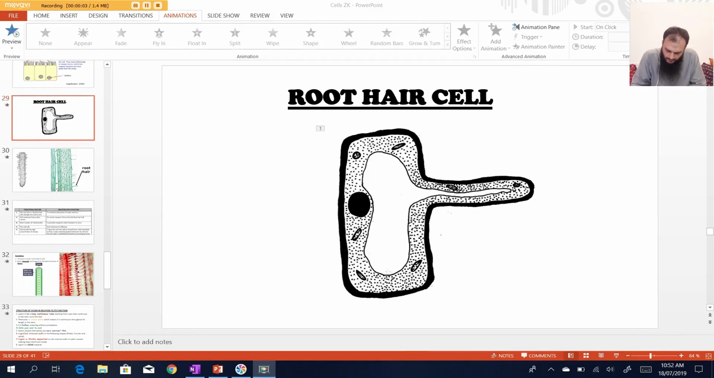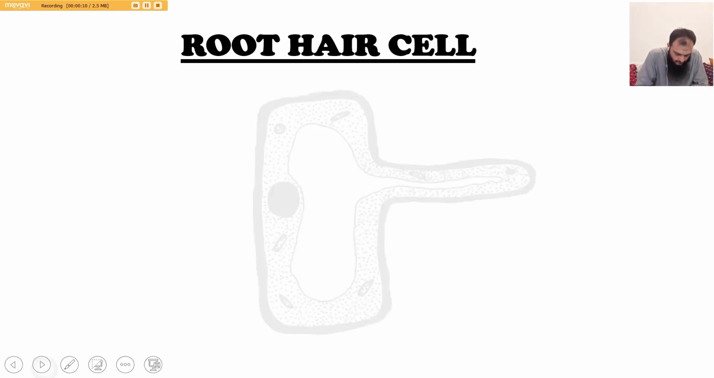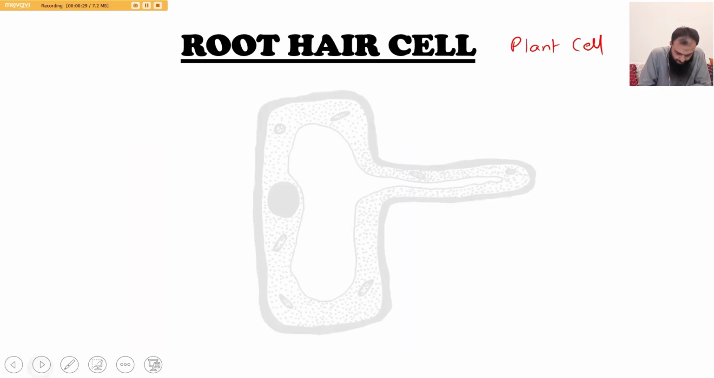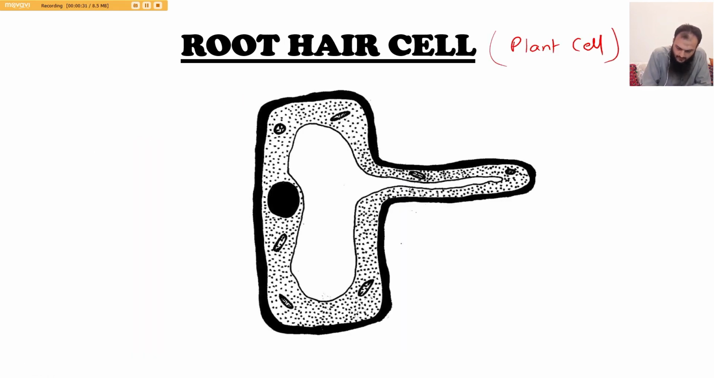Okay, our next topic is the root hair cell. Now to proceed, the first thing that we need to know, again, like we did in red blood cell, is the labeling of the root hair cell. Okay, so we know that this is a plant cell, and there are certain things that are different in this particular cell, which we'll talk about.